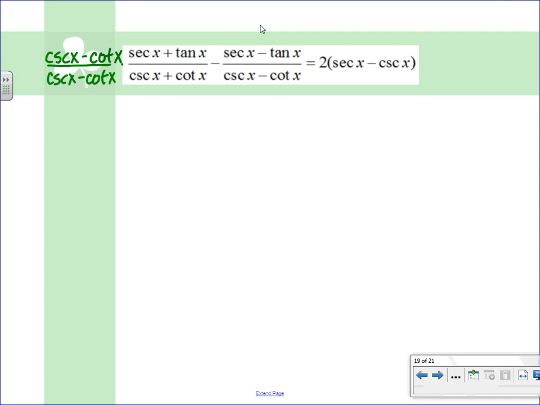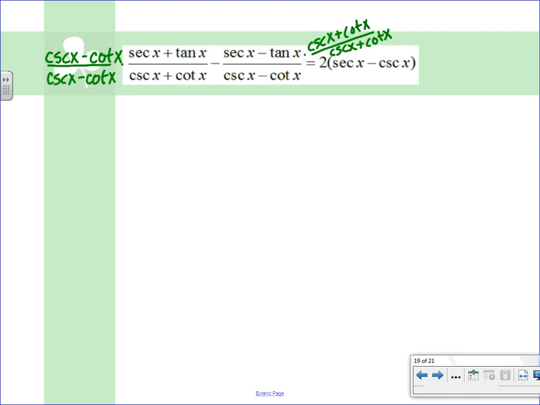For my second one, same idea. I'm going to use the conjugate. All right, and I'm just going to deal with that left side right now. I'm not going to worry about the right side just yet.